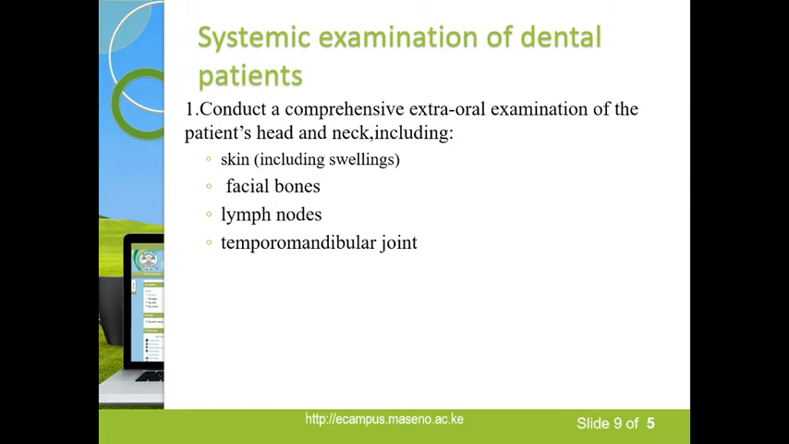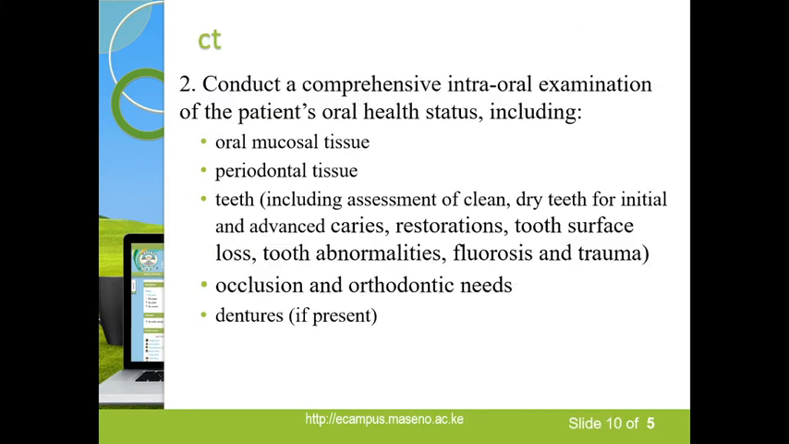Now, we have a systematic way of examination of the dental patients. The first is to conduct a comprehensive extraoral examination of the patient's head and neck. When you're doing that, you're expected to examine the skin, the facial bones, the lymph nodes, and the temporomandibular joint. In your examination, you should be able to note any abnormalities that are present in those areas.